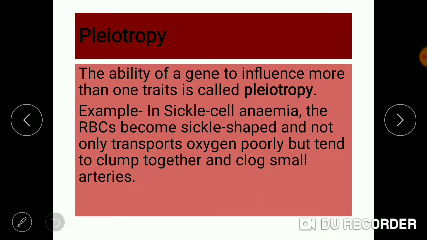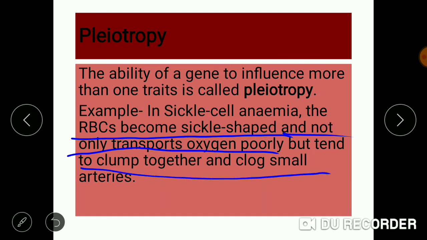The next topic is pleiotropy. Pleiotropy is the ability of a gene to influence more than one trait. In sickle cell anemia, the RBC becomes sickle shaped and not only transports oxygen poorly, but it also clumps together and clogs the small arteries. So it influences more than one trait.